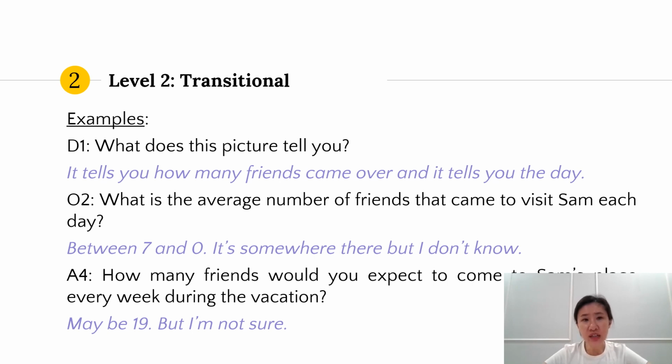So again, transitional level is a step up from level 1 thinkers, but their analysis may not be very accurate, and sometimes they may rely on guesses rather than the data that is presented to them.